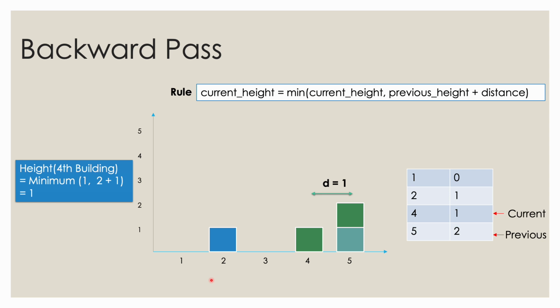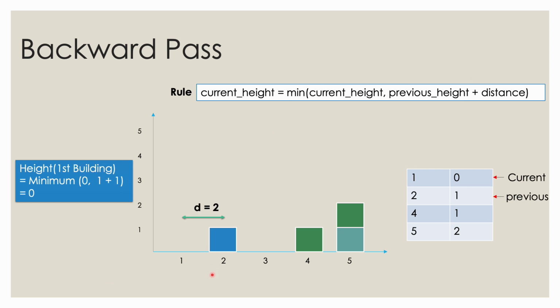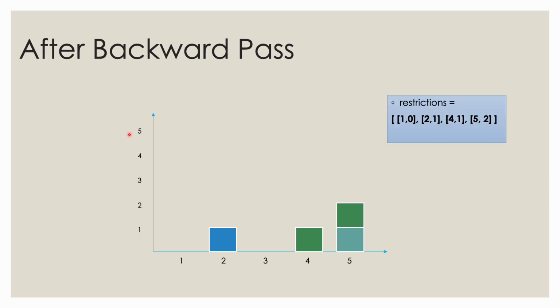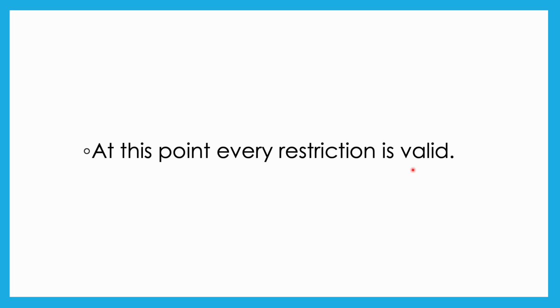Okay. Now we are going to decrement the pointer again and calculate the same height for the second building using the same formula, and then the same for the first building's height. After the backward pass, this is how our restrictions array looks. Now note one thing: at this point every restriction is valid, so there's nothing more we can change in the restrictions part.